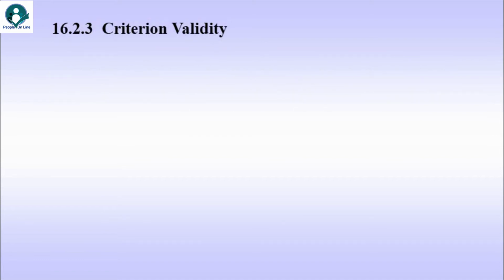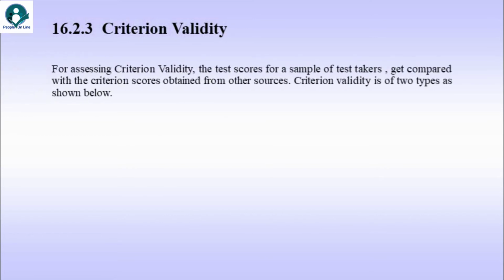Criterion validity. For assessing criterion validity, the test scores for a sample of test takers get compared with the criterion scores obtained from other sources. Criterion validity is of two types as shown below. A. Predictive validity and B. Concurrent validity. Now let's see what is the basic difference between the two.